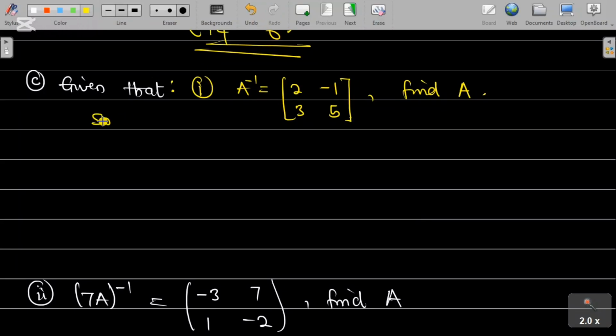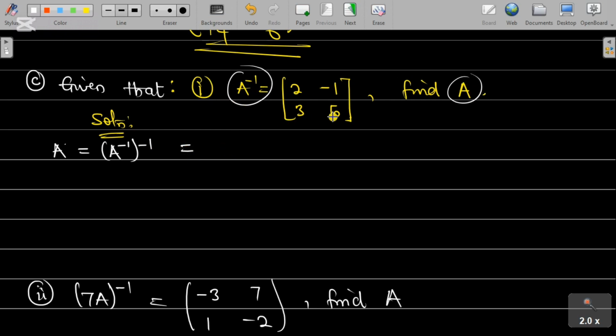Here we have for C, a raised to the power of minus 1 is equal to this, and we are to find a. It's important to note that a is actually the same thing as a raised to the power of minus 1 raised to the power of minus 1. That means if I take the inverse of a inverse, I will get my a. That's all they want you to do here.